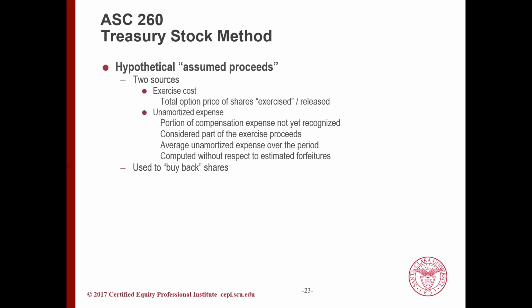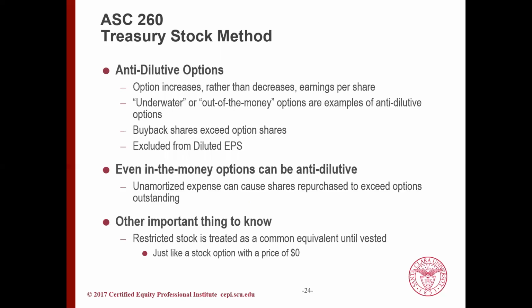This number would then be used to reduce the number of common stock equivalent shares in the denominator of the diluted EPS calculation. But in the world of accounting, there are always exceptions to the rule. So let's go to the next slide for those exceptions.